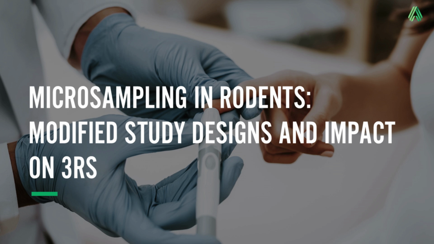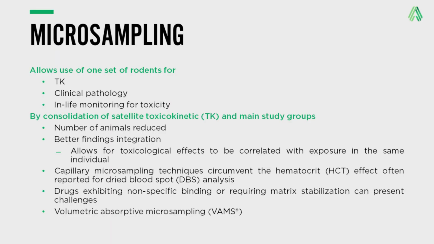The first approach is aimed at an animal reduction in small animal studies with the use of microsampling. Microsampling strategies allow us to consolidate satellite toxicokinetic and main study groups in an effort to reduce the overall number of animals used on the study. Additionally, this method allows for toxicological effects to be correlated directly with an exposure profile in the same individual animal. Capillary microsampling techniques also circumvent the hematocrit effect often reported for dried blood spot analysis. However, the processing is tedious, and drugs exhibiting nonspecific binding or requiring matrix stabilization are problematic.